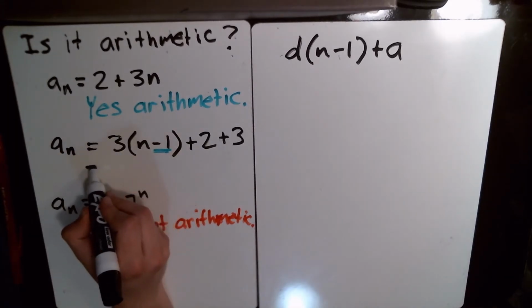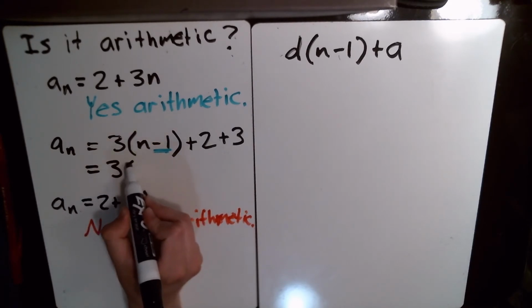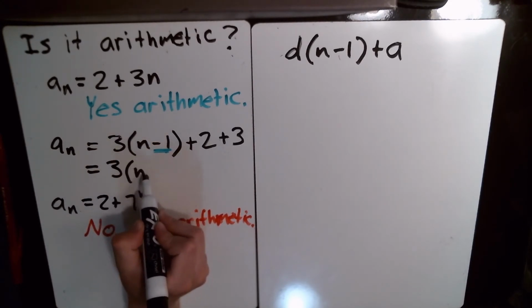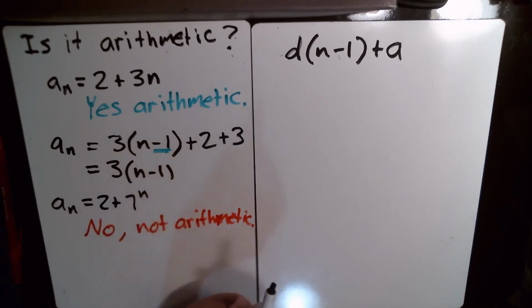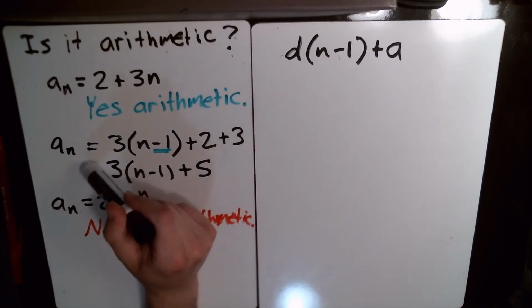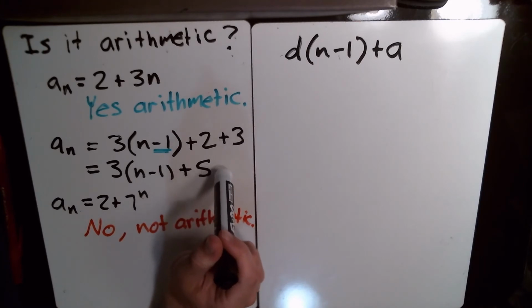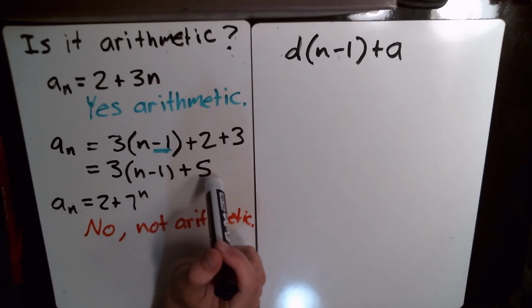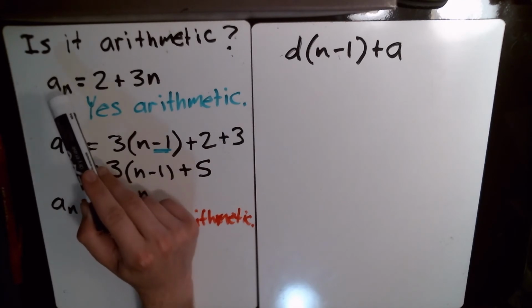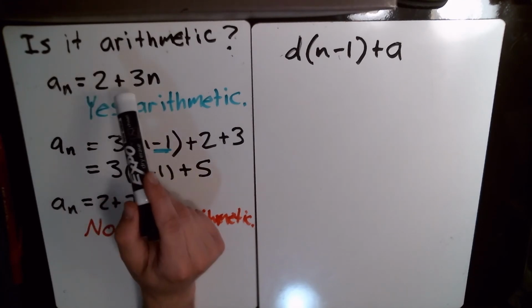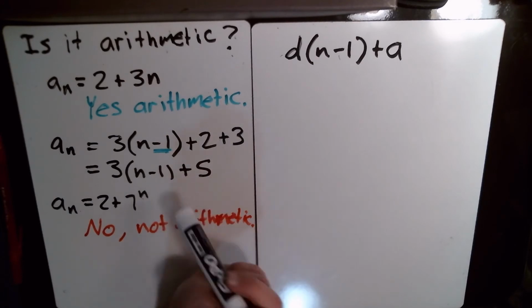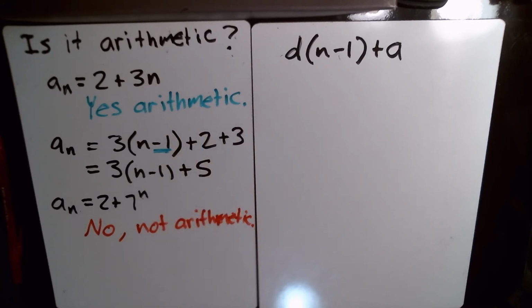And so my standard form for the equation is 3 times n minus 1 and then plus 5. So 3 is the common difference. It's the slope of your line. You could kind of think of it like that. And 5 is the first term of your sequence. When you plug in n equals 1 into this, what do you get? You get 2 plus 3 is 5.